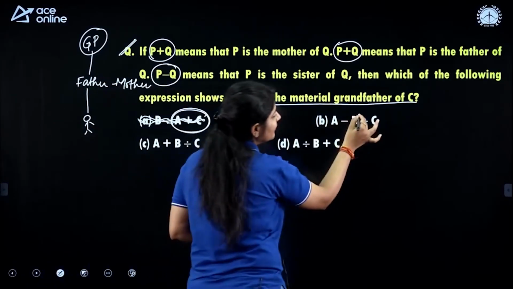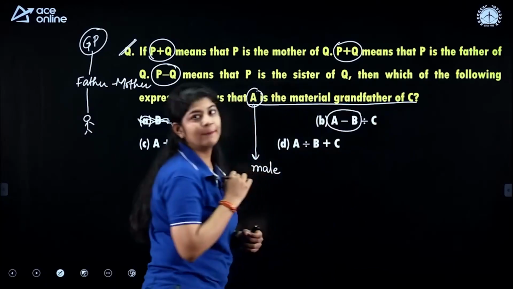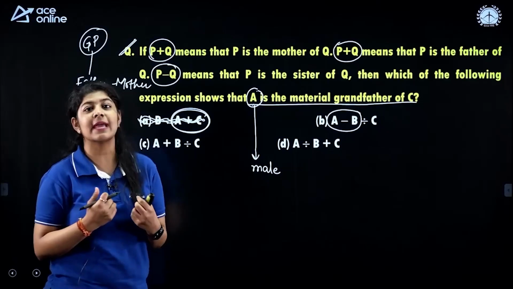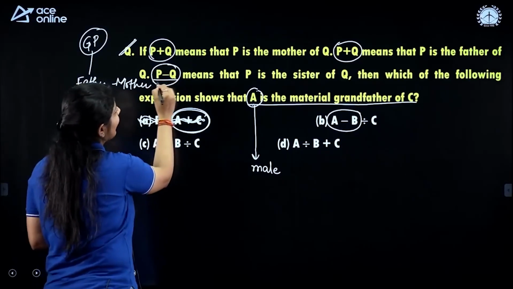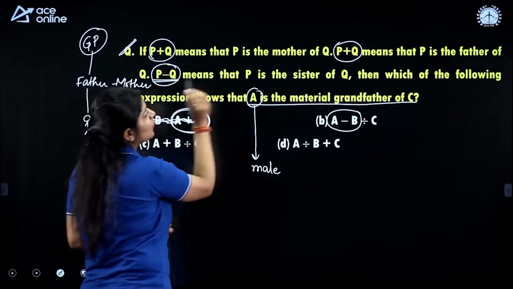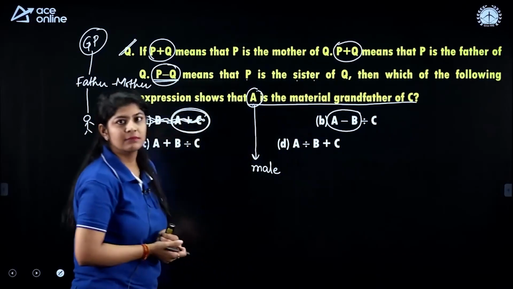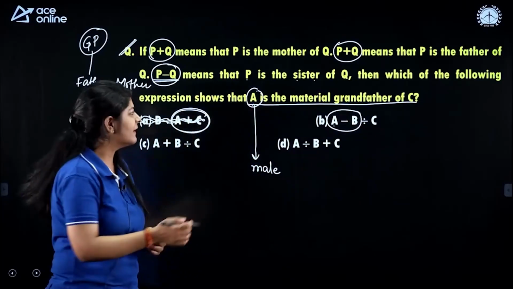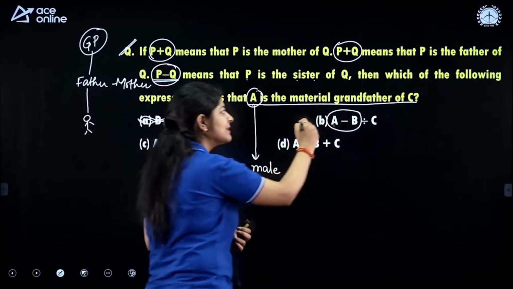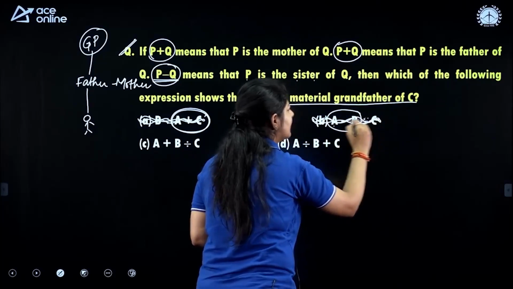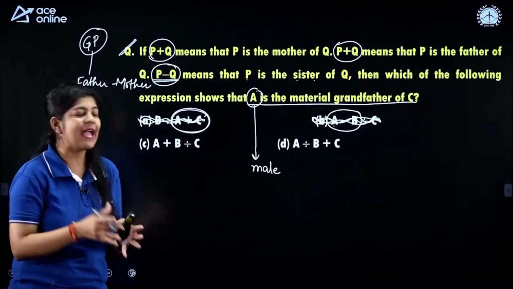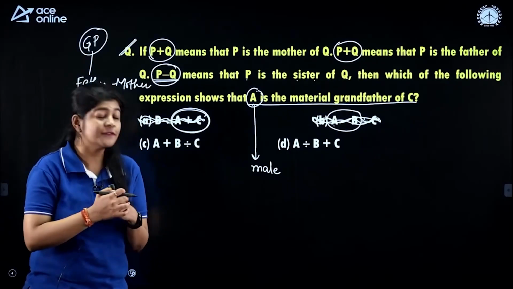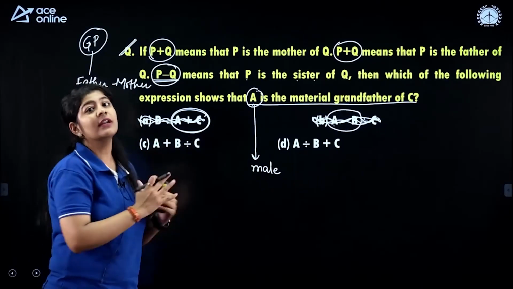So, here, the first is A minus B, or A subtracted B. Now just simply check where we are having this type of code. P minus Q. P minus Q means P is a sister. That means here A is a sister of B. But we know that A is a male. That means this option is also eliminated. There is no need to draw the diagram with each and every option that we are having. It saves a lot of time if we solve it accordingly, right?